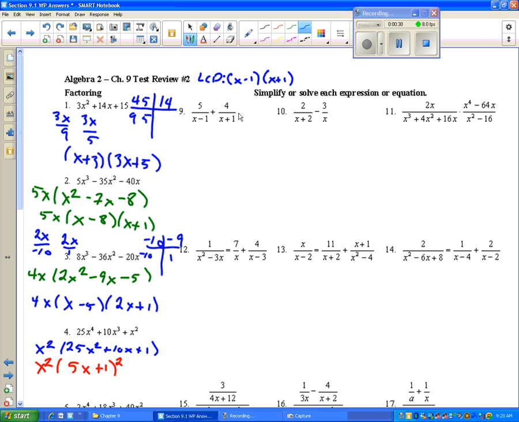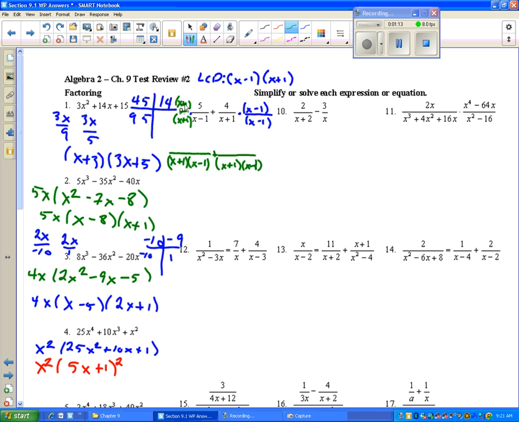So that tells me over here I have to multiply by x minus 1 over x minus 1. Over here I have to multiply by x plus 1 over x plus 1. That's going to give me my common denominator. My common denominator is going to be x plus 1 times x minus 1. The plus is in the middle still, and I have x plus 1, x minus 1.